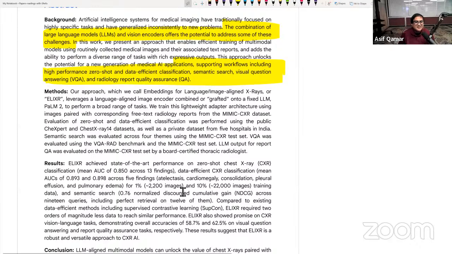So this thing says the method they use is quite literally pretty much in our wheelhouse after the course. "Our approach, which we call embedding of large language image aligned X-rays." Do you see the word for embedding for language? And this sentence is a clear giveaway that we are talking about things like BLIP2, leveraging a large language aligned image encoder combined or grafted onto a fixed LLM.